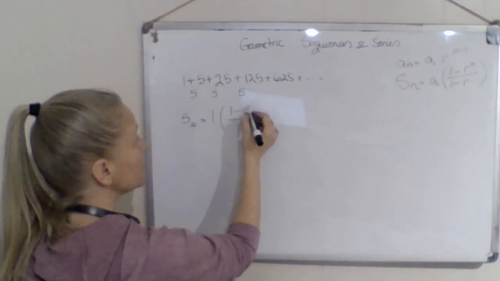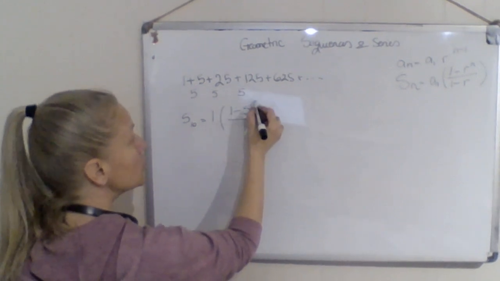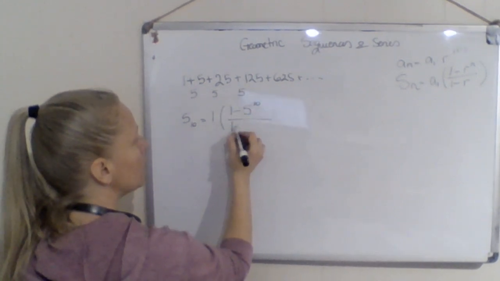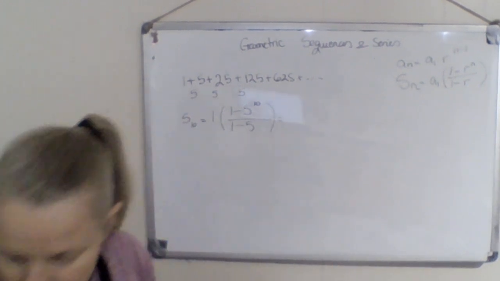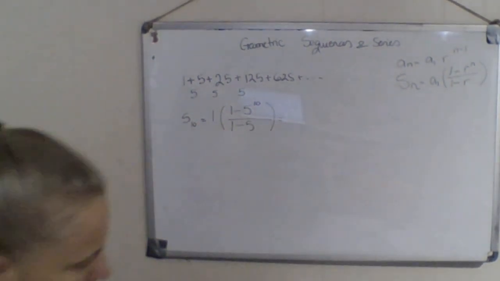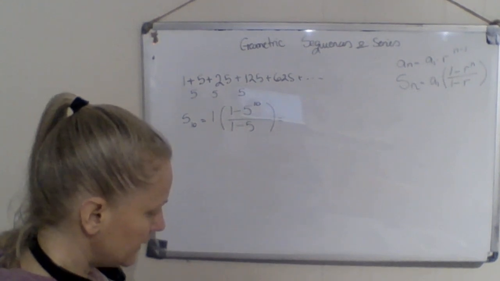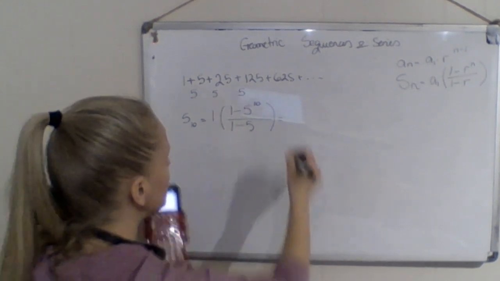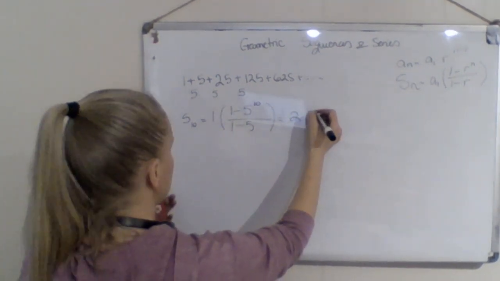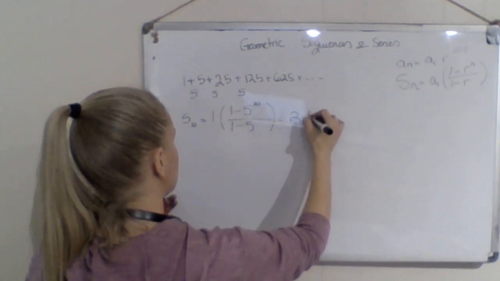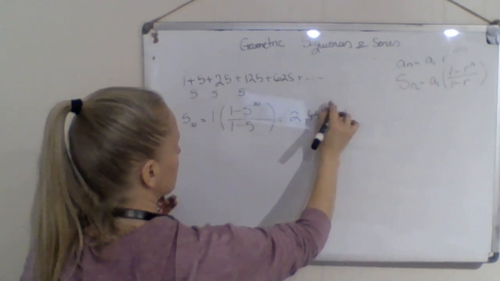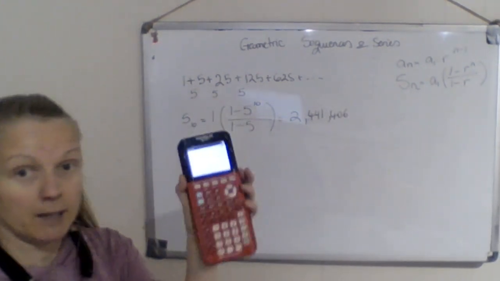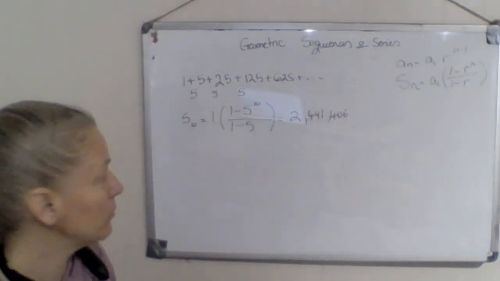1 minus my ratio. My ratio is 5, remember? To the 10th power over 1 minus 5. And I'm telling you, this is absolutely calculated or it works. I've done this math, and this math comes down to 2,441,406. Okay, I just plugged it in my calculator as it came because it's going to go bananas.